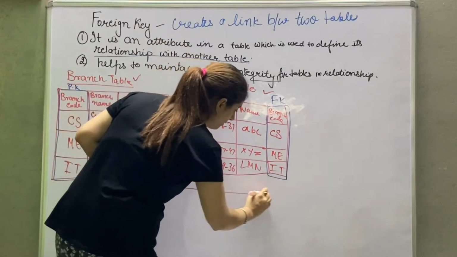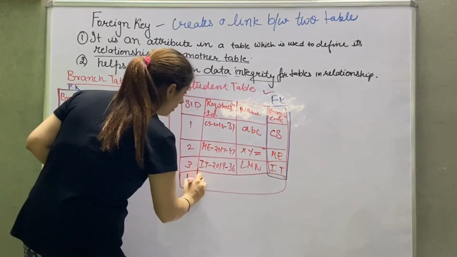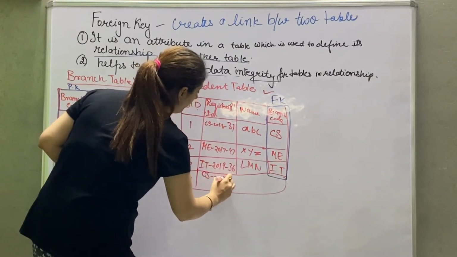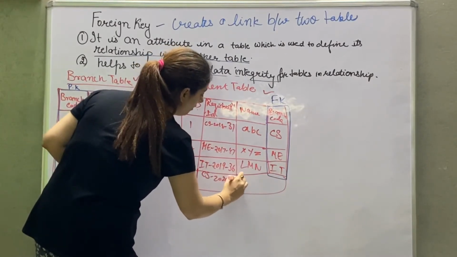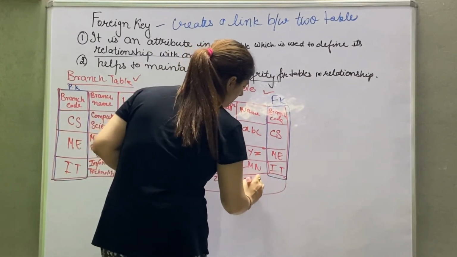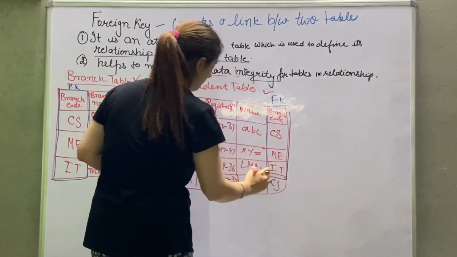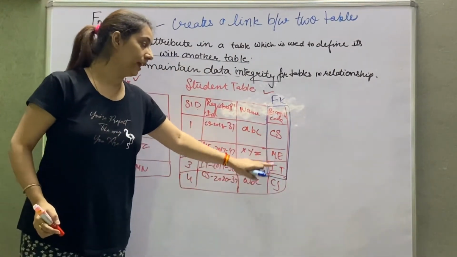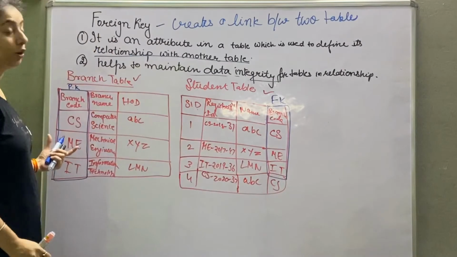Just suppose for CS 2020 37, and here is ABC CS. So this can be, we can have the duplicate data in foreign key, but here we cannot have.